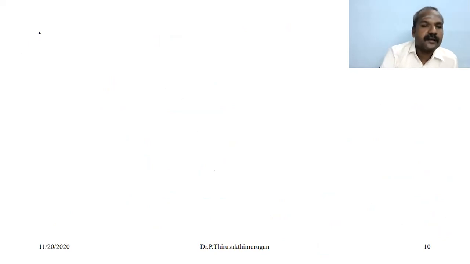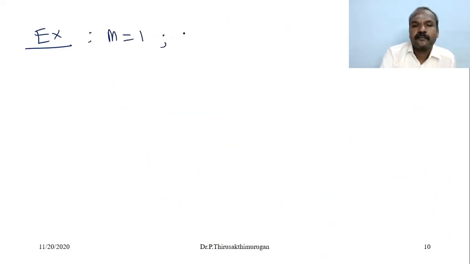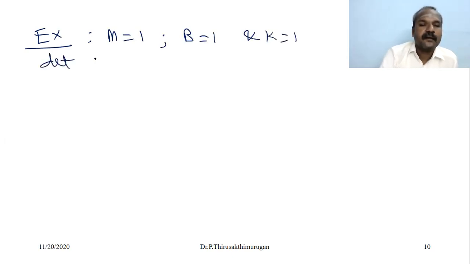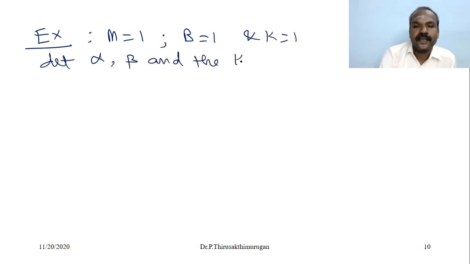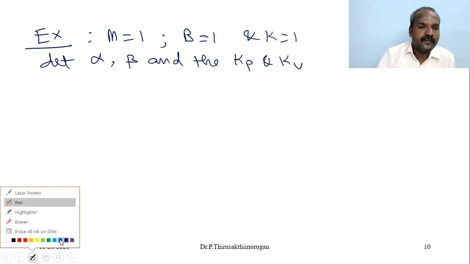So let us see one example. If m equals 1, b equals 1 and k equals 1, determine alpha, beta and the closed loop controller gains Kp and Kv. Okay, so find the solution for this. What will be the solution?